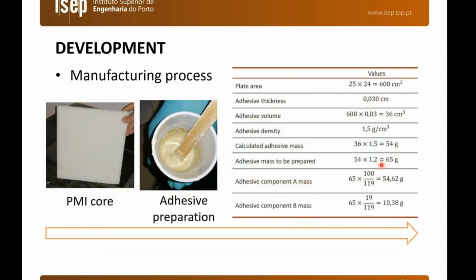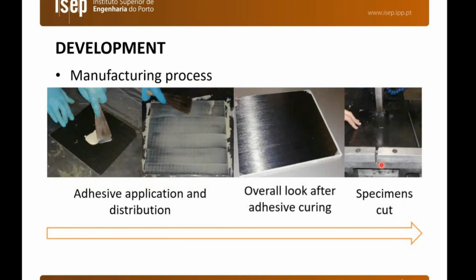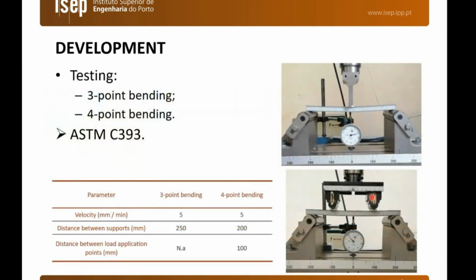We cut the PMI core, and then we start the preparation of the bonding process between the core and the skin. We calculated all of the quantities for each component, because this is a two-part adhesive, so that we can have the right proportion. Some details about the adhesive application and distribution, which was carried out on the skin. After curing, we have the sandwich structure completed, and then we cut the entire plate into specimens with dimensions so that we can apply the 3-point bending and 4-point bending tests.